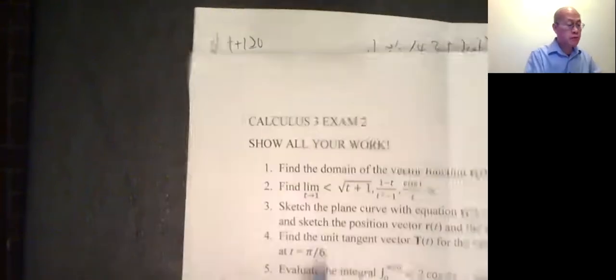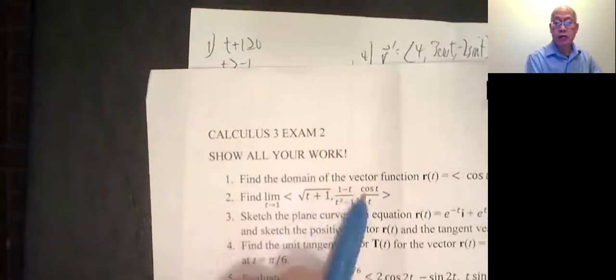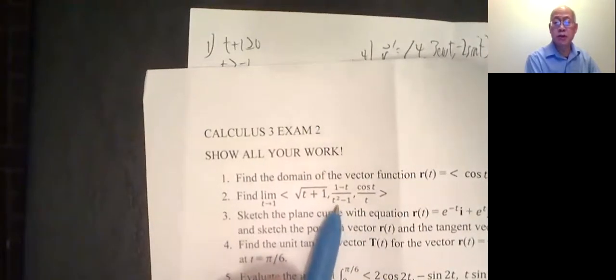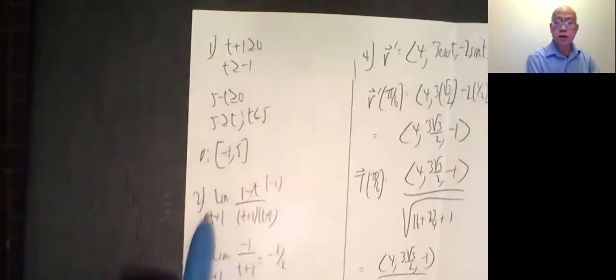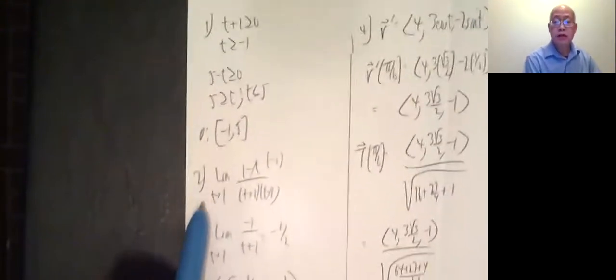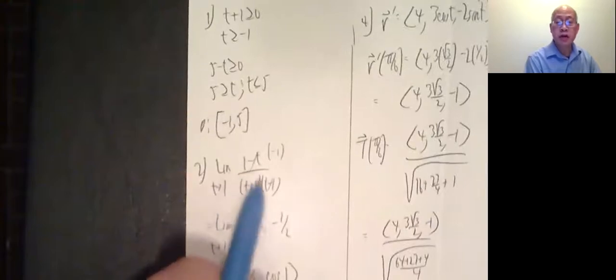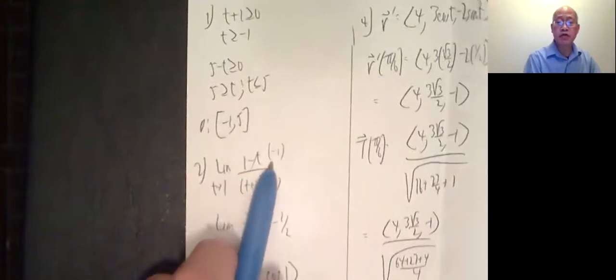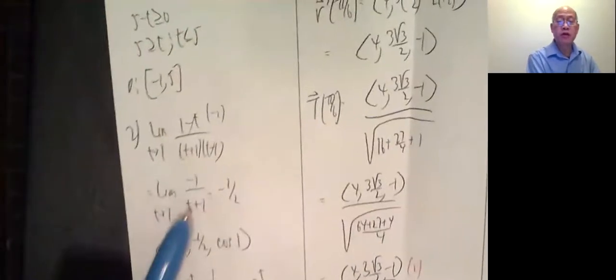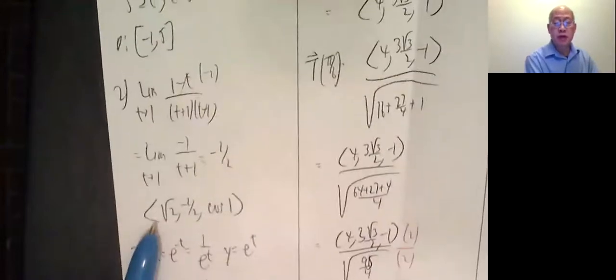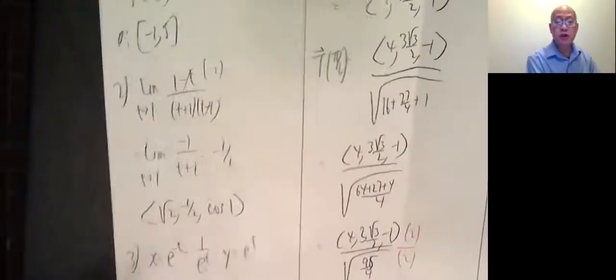Number 2, it's pretty much just plug in for that one and that one. This one, you can do a little bit of algebra, or you can do L'Hopital's rule. If you remember L'Hopital's rule, but let me do the algebra. So the y component, limit as t approaches 1 of (1 minus t) over (t plus 1)(t minus 1). 1 minus t divided by t minus 1 is -1. So that gives me the limit as t approaches 1 of -1 over t plus 1. Now we get -1/2. So radical 2, -1/2, cosine of 1.